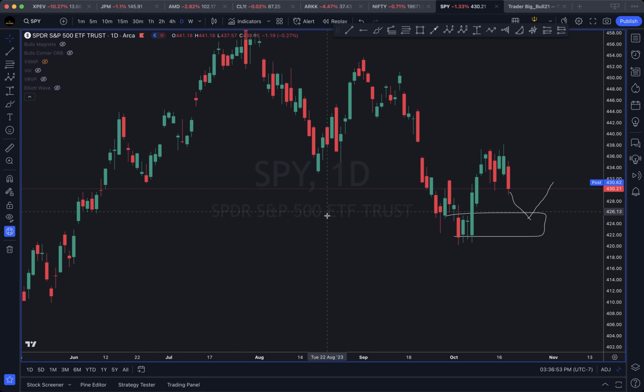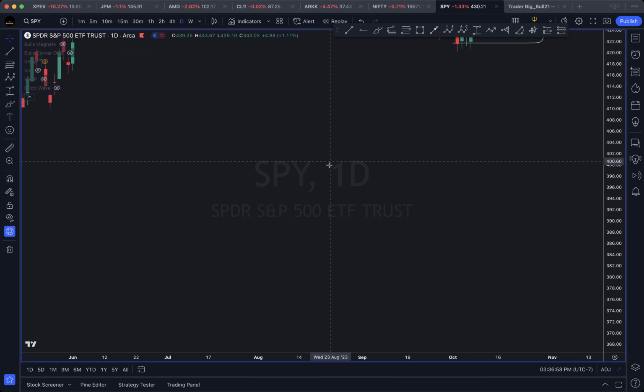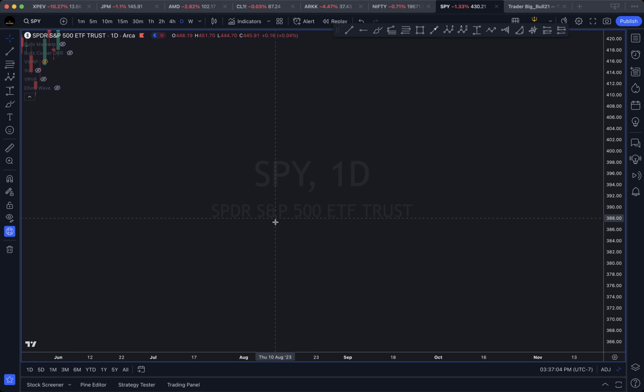So let's look at some examples. Not examples, but I'll show you guys in a diagram how to identify a good supply zone or demand zone first.